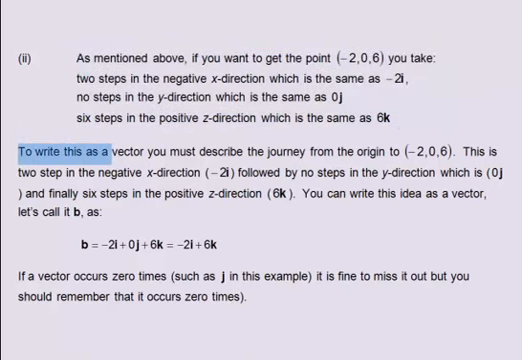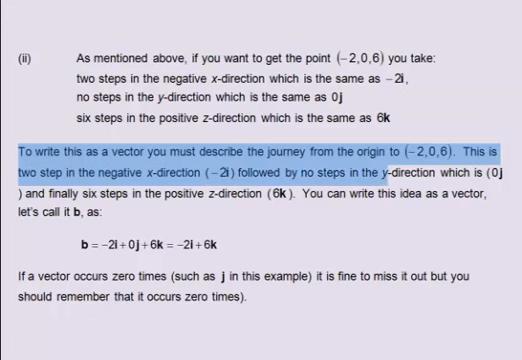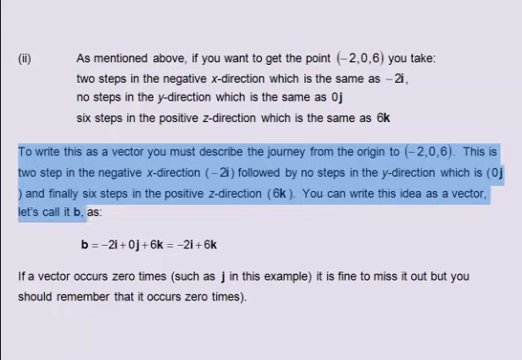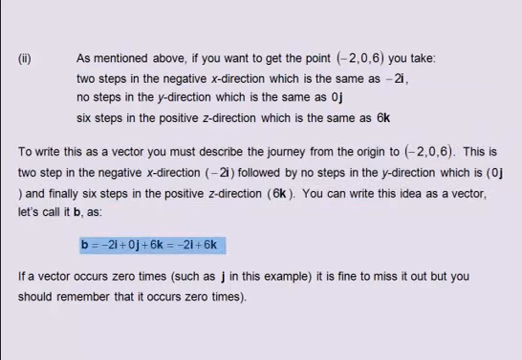To write this as a vector, you must describe the journey from the origin to -2, 0, 6. This is 2 steps in the negative x direction, -2i, followed by no steps in the y direction, which is 0j, and finally 6 steps in the positive z direction, 6k. You can write this idea as a vector. Let's call it B, as vector B equals -2i plus 0j plus 6k, which is equal to -2i plus 6k.